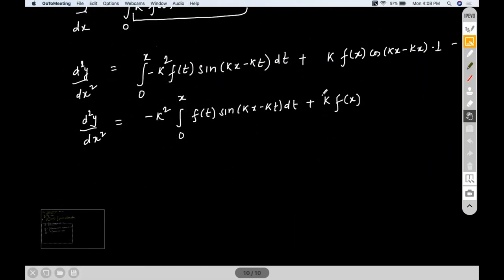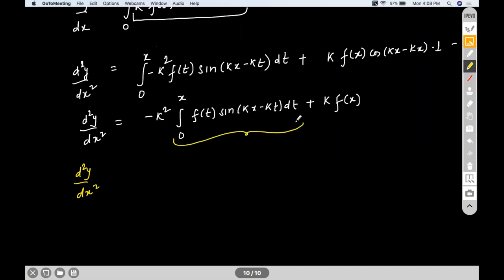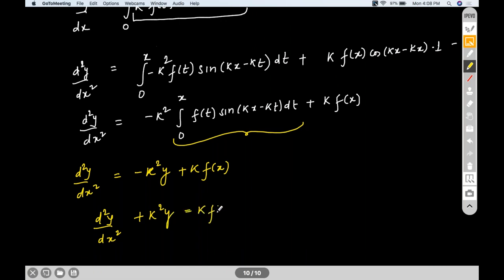And this term, if you recognize, this term is actually your y itself. So this is nothing but minus k square y plus k f of x. Bringing it to the other side, we end up getting d2y by dx square plus k square y is equal to k f of x. Okay, hence proved. Is that fine? Any questions?